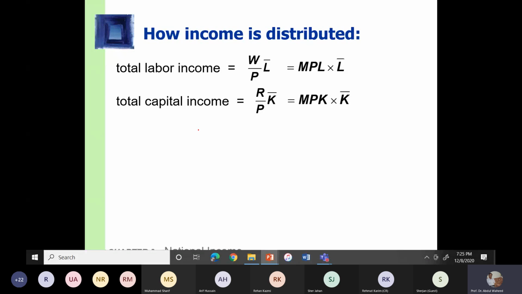And to increase our productivity, we get education, we get training, we get experience. So education, experience, and training increase the productivity of labor, and then they get a higher share of income even within labor. And same is with the capital. So if we do more research, then we can increase the productivity of capital.